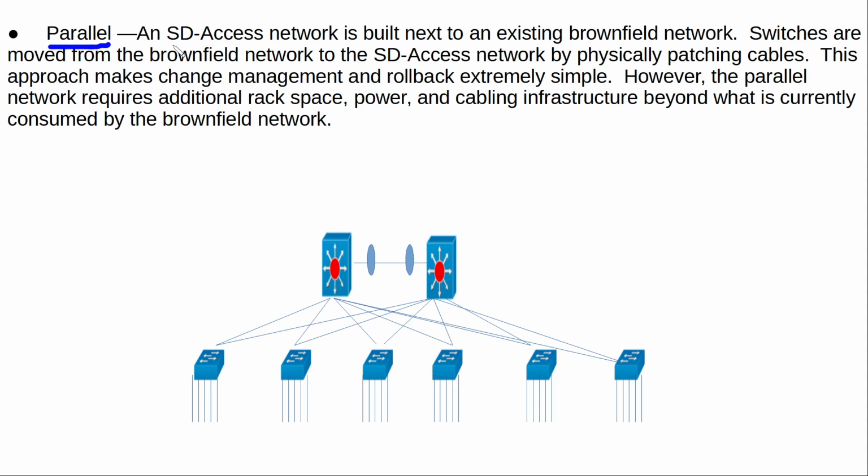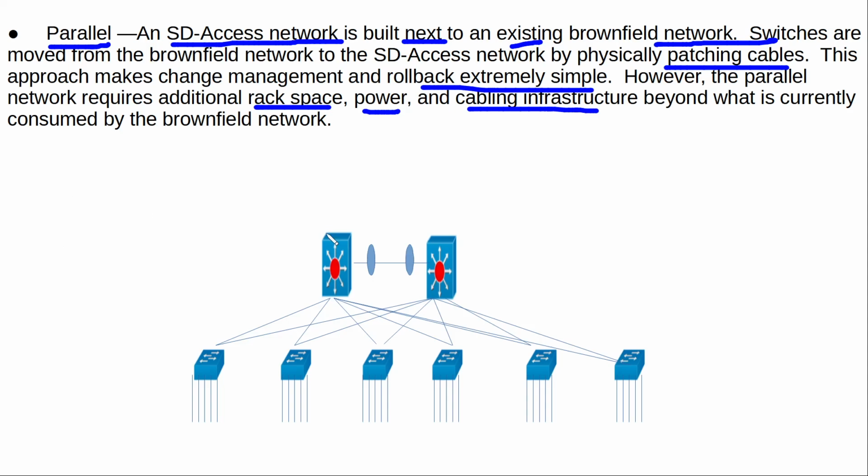With the parallel approach, you are going to build an SD access network next to your existing network. Remember that the existing network is known as brownfield, and the new network is the greenfield network. So in this case, you are going to duplicate the roles of every single switch. You are going to have to use more rack space, more power, more cabling infrastructure, and the advantage of doing a parallel migration is that you're just going to move cables from the old devices into the new devices. This makes the rollback extremely simple, because if you want to roll back your overnight migration, you will only need to move cables back from the new device into the old device.